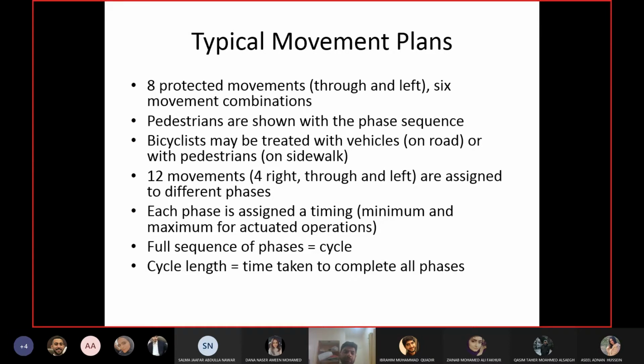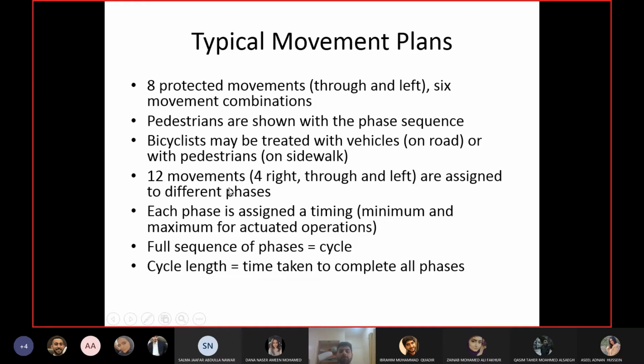So if they have a separate lane, like in the Zallaq area, they have a separate lane for bicycles. In that case, when they are moving across the intersection, they will be treated with the vehicles. They will be moving with the vehicles, but in their own lane. Or they can be treated with pedestrians. If they are moving on the sidewalks, then they will cross the intersection with the pedestrians. So if they are allowed to move on the sidewalks, they will move with the phase of the pedestrians, and if they are allowed to move in a separate lane beside the vehicles, then they will be treated with the vehicles.